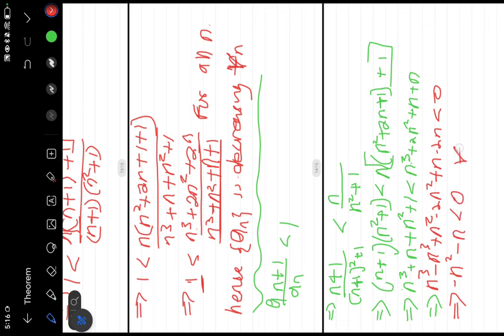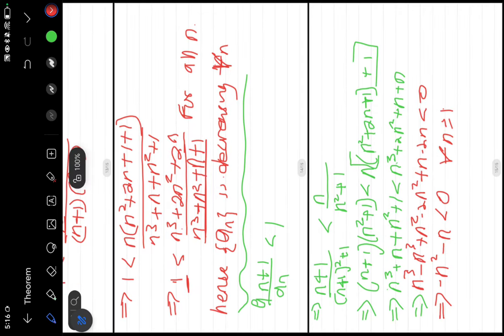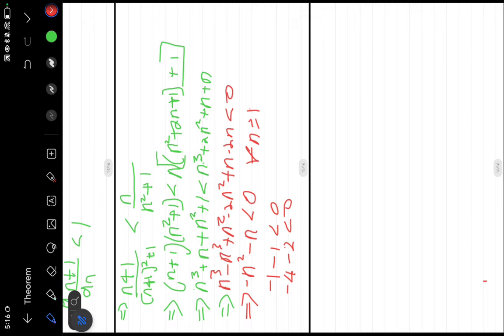So for all n greater than or equal to 1, this would be true. Because if n is 1, we'd have minus 1, which is less than 0. If n is 2, we'd have minus 4, minus 2, which is less than 0. You see, right? So this is decreasing. If n is 3, we'd have minus 9, minus 3, which is also less than 0. If n was 4, we have minus 16 minus 4, which is also less than 0. We agree, right now?